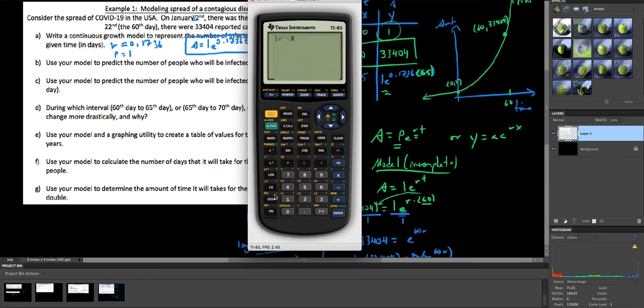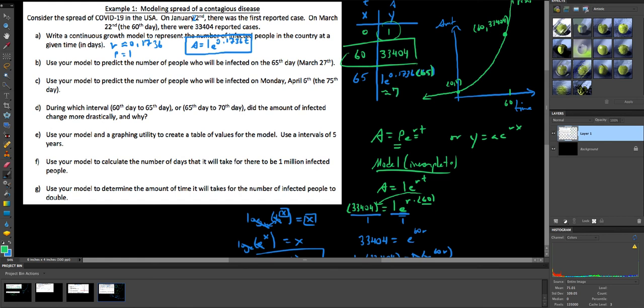We'll hit second ln to get our e out here, and we'll say it was a 17.36% rate, so 0.1736 times 65, enter. And so we have about 79,538. I normally go out decimal places here, but I'm going to be lazy. I'm going to say about 80,000 people on the 65th day.